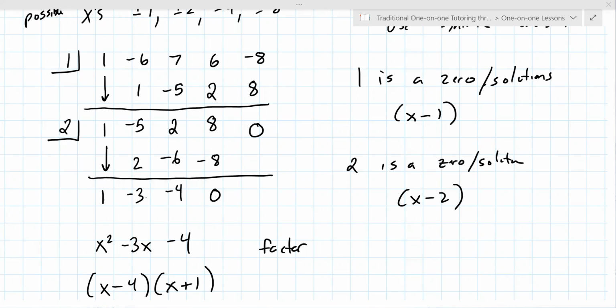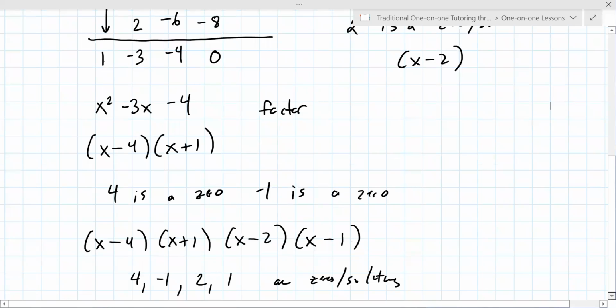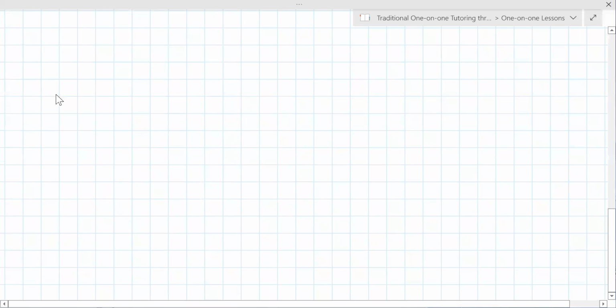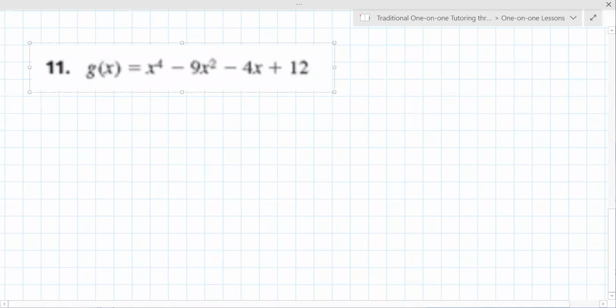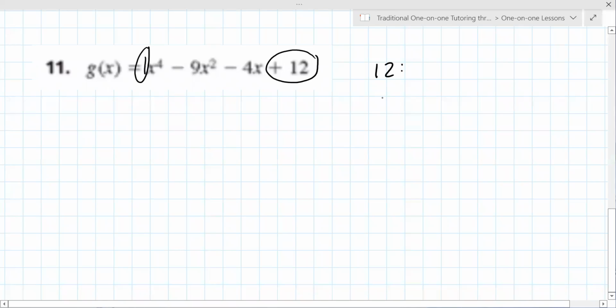Let's look at number 11. All right, so again, you take that last term, and if there is a coefficient on the first term, you would grab that, and you write the factors of 12 over the factors of whatever's in front. So 12 is 1, 2, 3, 6, and 12. And there's not always an even number; they're always sort of paired up.